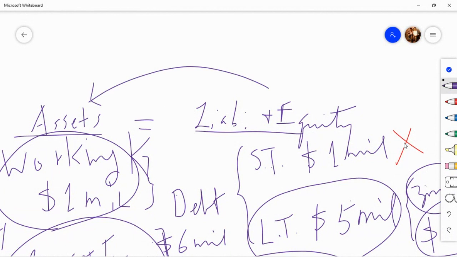And then on the third level, this is very important. Assets must generate income. Assets must have income generating capability. If it doesn't have any income generating capability, its value as an asset is zero. Right?